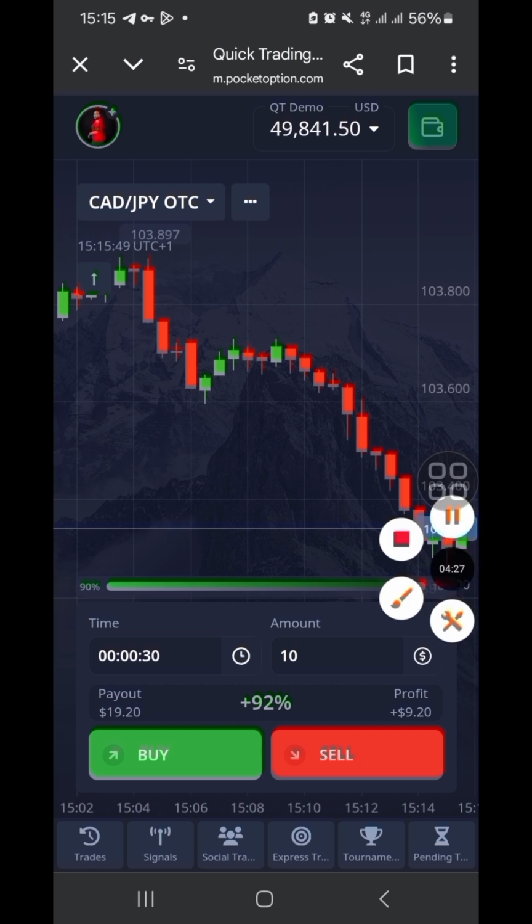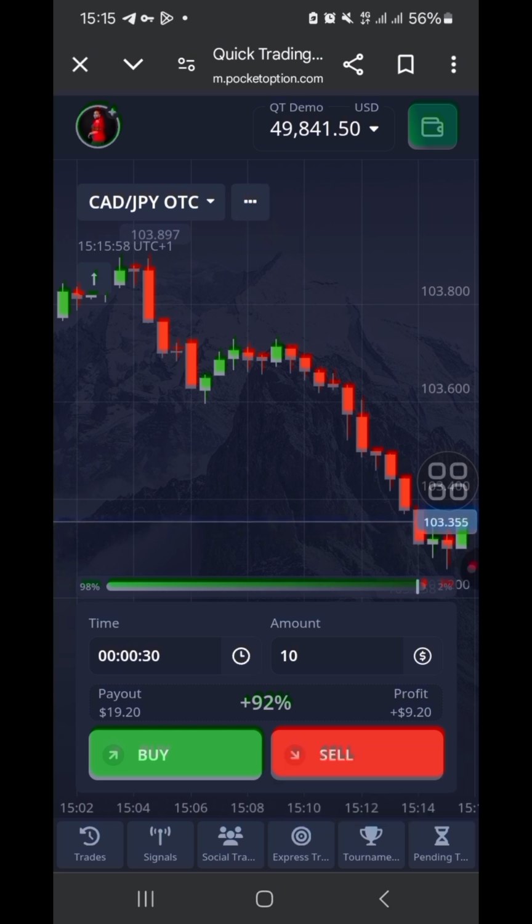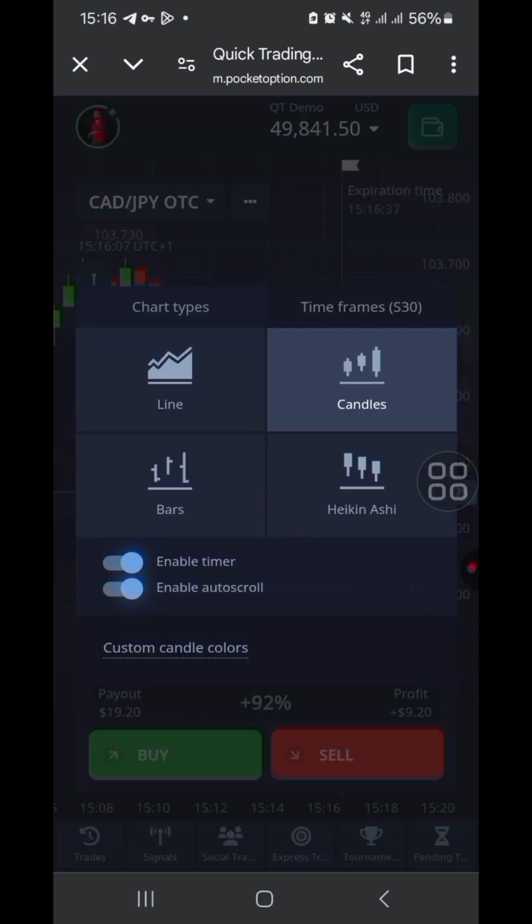So you click on these 3 dots here close to the currency pair. When you click on it, you see this candle. You see 3 things. They are candles. You click on it. It will show you the types of charts you can use to trade. But what we are going to use is candle because that is what she used.